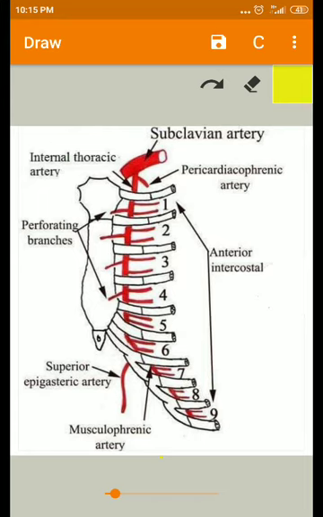It arises opposite to the thyrocervical trunk. That means above this you have the thyrocervical trunk, and exactly opposite to the thyrocervical trunk, the internal thoracic artery arises.